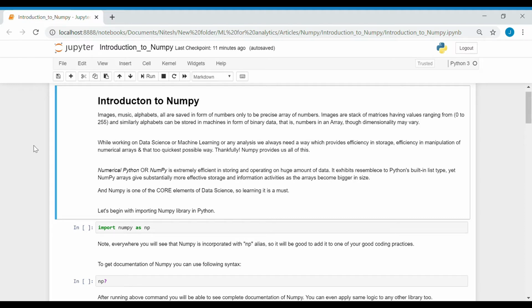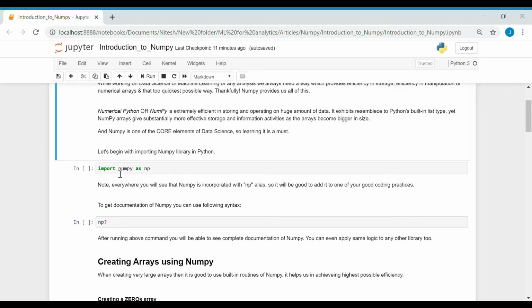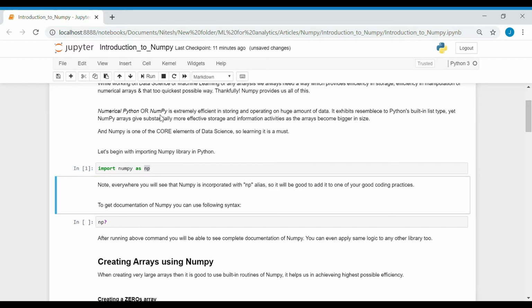First comes importing the NumPy library in Python. As you can see, we just have to write import numpy as np. One point to note here is that np is one of the standards used globally as an alias for the NumPy library in Python. So try to use that on a daily basis whenever you are coding. So the first step is done, that is import numpy as np.